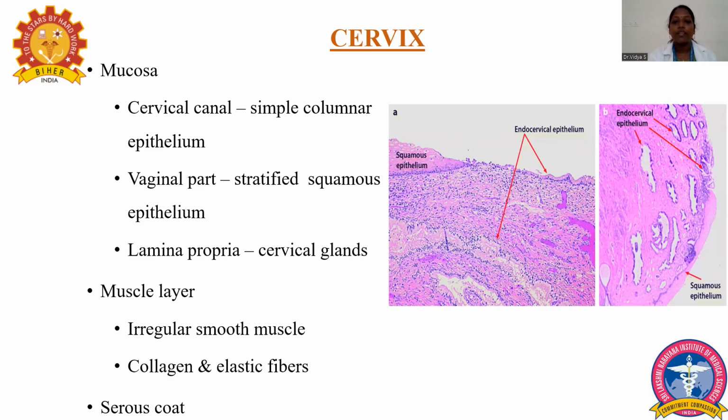So this picture shows the endocervical epithelium. The cervical canal consists of simple columnar epithelium, and the vaginal part consists of stratified squamous epithelium. So this is the squamous epithelium. The muscle layer of the cervix is irregular smooth muscle, and there is collagen, and it is elastic in nature, so it's called elastic fibers. And then the serosa coat.